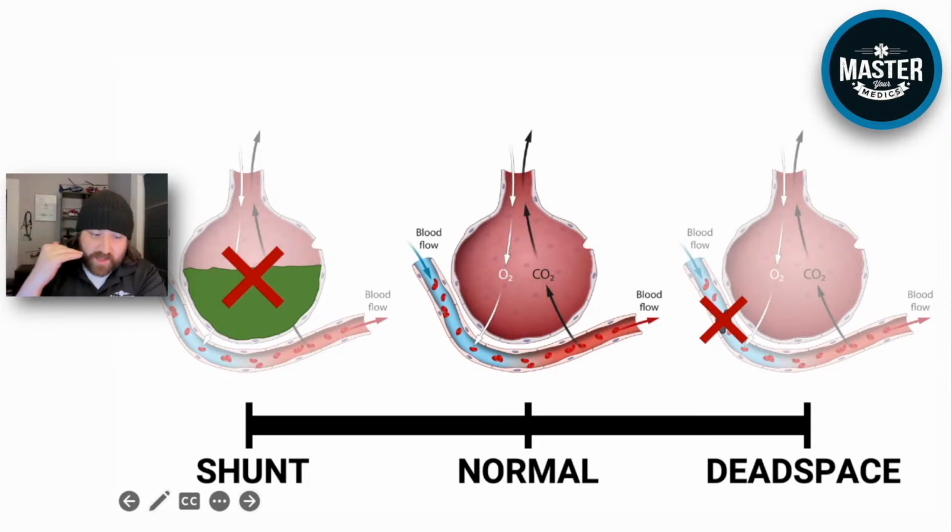Two of the extremes are shunt and dead space. In shunt, you have blood going from the right side of the heart to the left side of the heart without being oxygenated due to a lung unit issue. In dead space, you have lots of O2 in the lung, but the blood isn't coming through, so you're just ventilating dead space, right? To simplify it, a shunt is an alveoli issue, and dead space is a circulation issue.